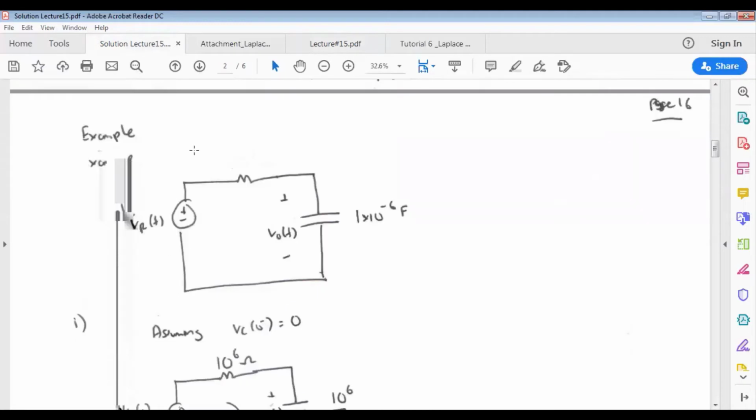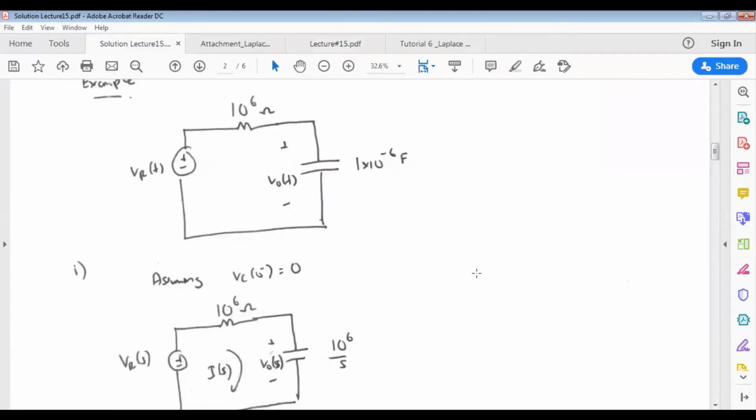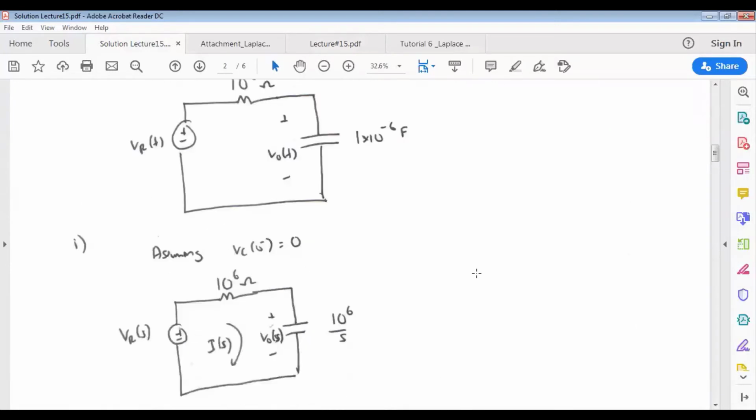So this is the circuit in the time domain. When we do the Laplace transform, we assume that the initial voltage for the capacitor is 0. That's our assumption because in the question there are no conditions given on the initial voltage. So our assumption is the initial voltage for the capacitor is 0.